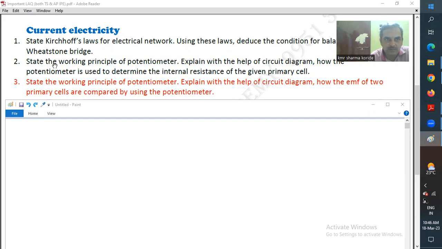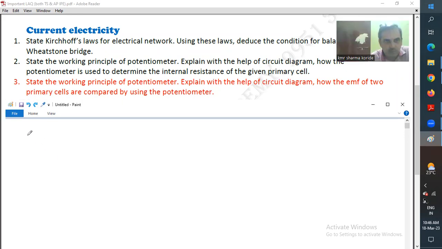So first, state the working principle of potentiometer. Let us try to discuss the answer for question number 3 first. State the working principle of potentiometer. Explain with the help of circuit diagram how the EMF of two primary cells are compared using a potentiometer. So first let us understand the working principle of potentiometer.